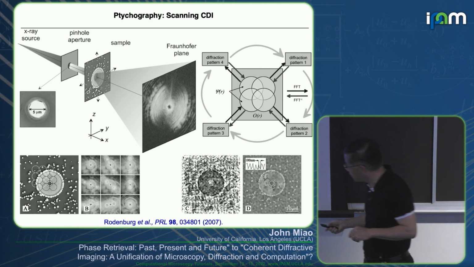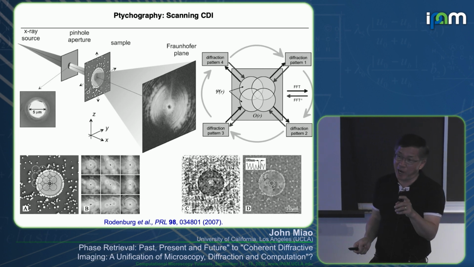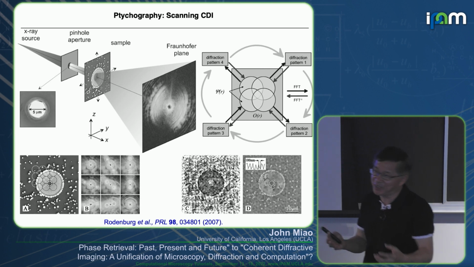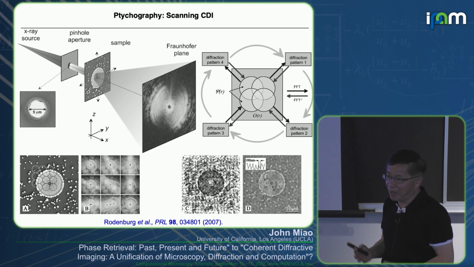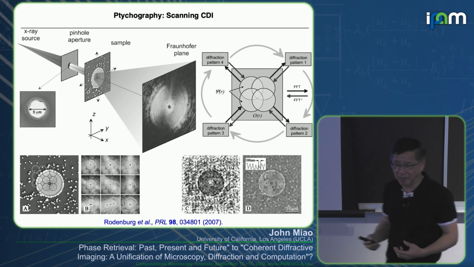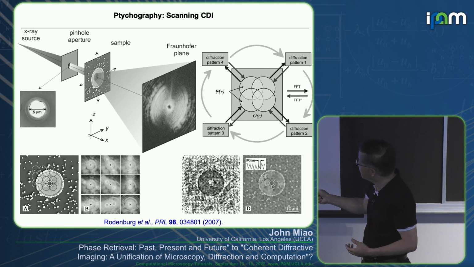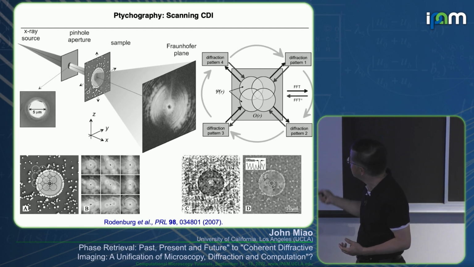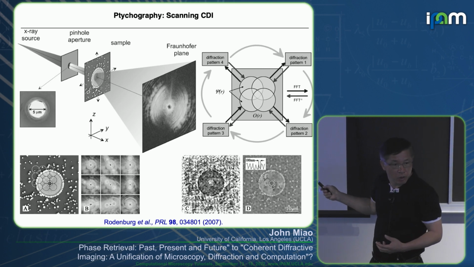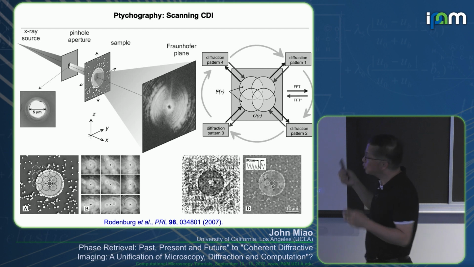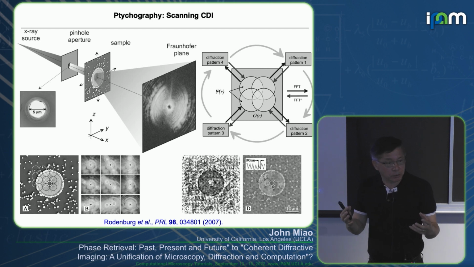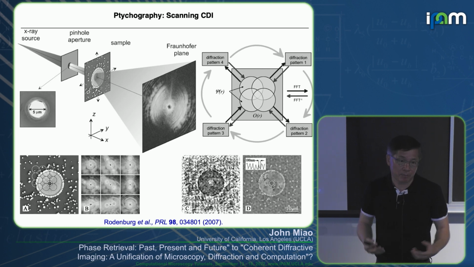John Rodenburg actually used X-rays. The reason is that electron coherence is still not as good as X-rays. X-rays are bosons, electrons are fermions, right? So he did an X-ray experiment, and here you just overlap. Overlap can help to increase independent measurements while maintaining the same number of variables.